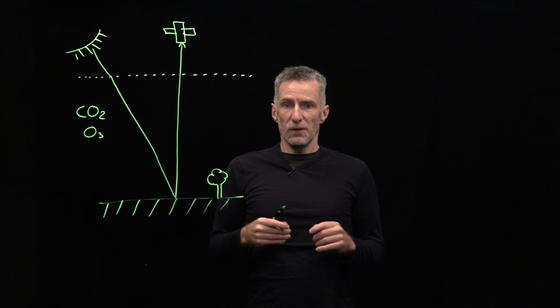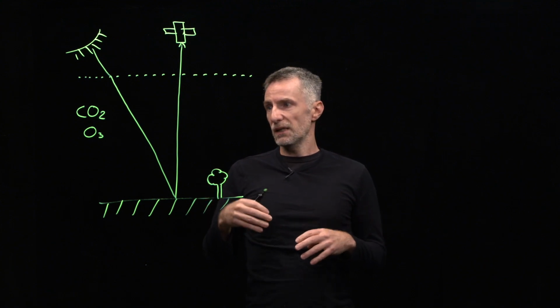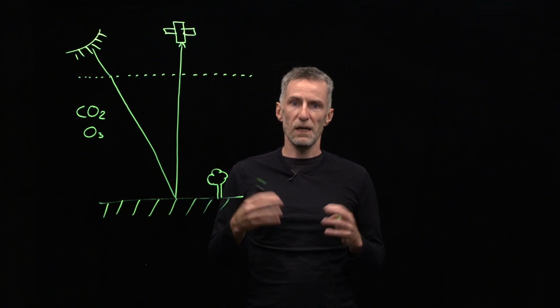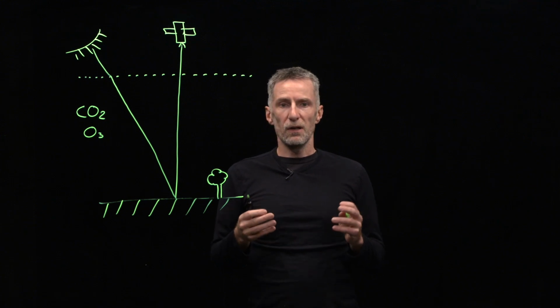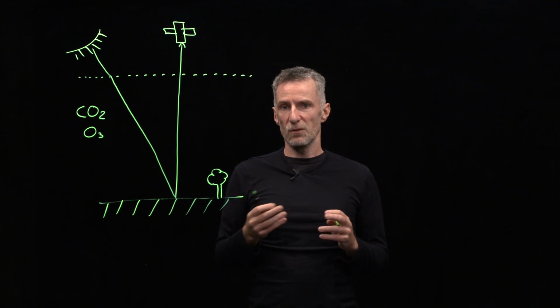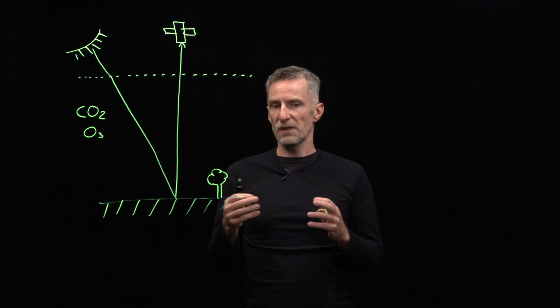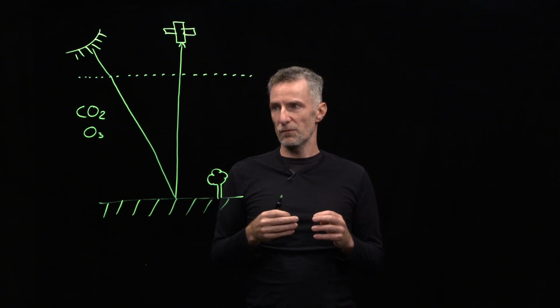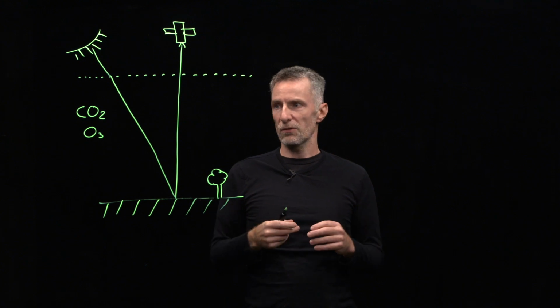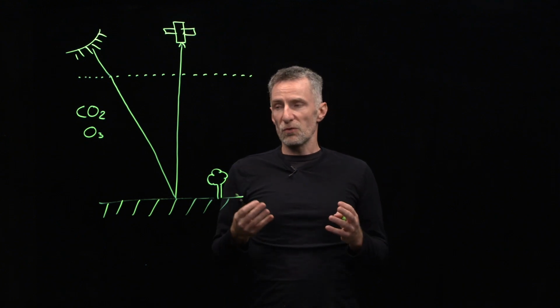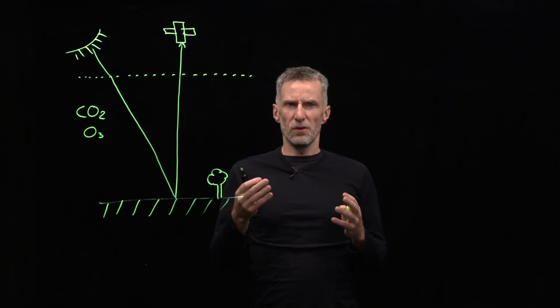The other thing that can happen is that the radiation can hit either a gas molecule or an aerosol. It can be pollen or dust or even a tiny water droplet. And this radiation can scatter as a result of interacting with the gases or the aerosols. Scattering just means that the radiation changes direction.